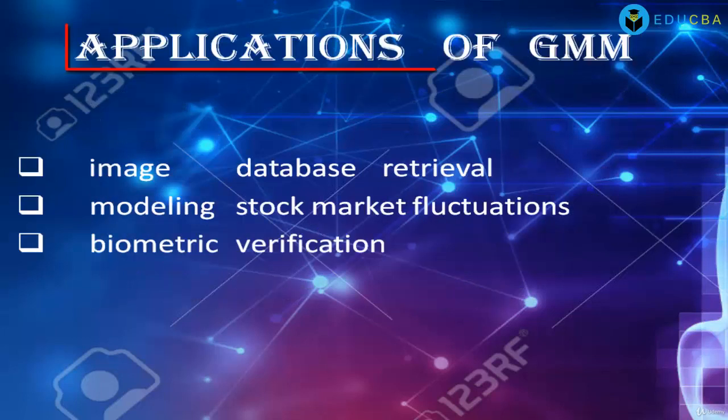Okay, these are applications of GMM. So what are the applications? Image database retrieval, modeling stock market fluctuation, and biometric verification. These are the applications of GMM where we use a Gaussian mixture model to implement these examples.